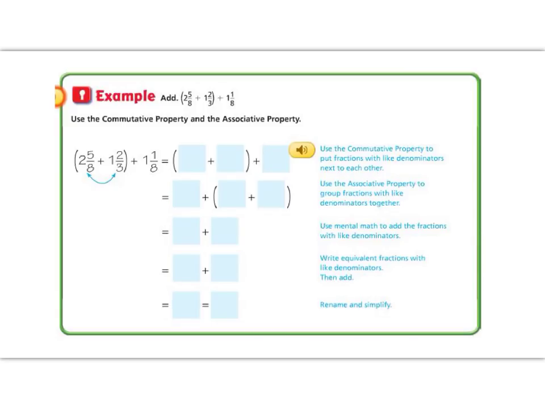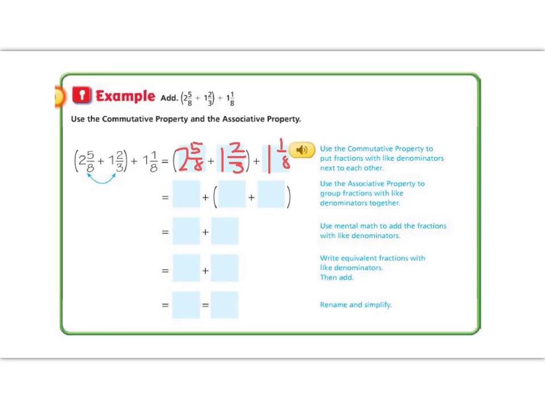Now let's combine the commutative property and the associative property. So we're going to move them and we're going to group them. So you can see that we have 2 and 5/8 plus 1 and 2/3 plus 1 and 1/8. So let's go ahead and write it to the side, and we're going to write it as is first off. So 2 and 5/8 plus 1 and 2/3 plus 1 and 1/8.